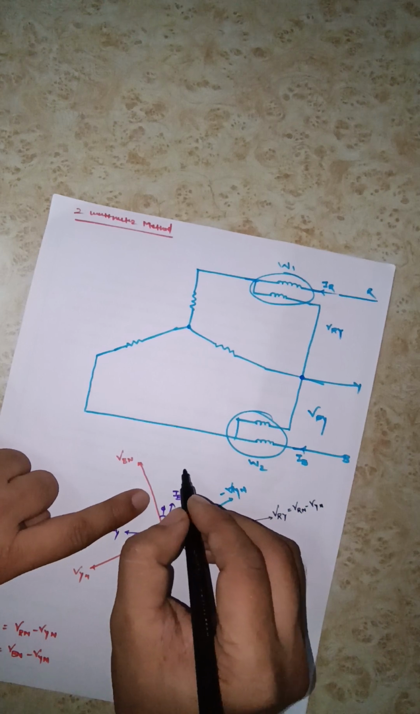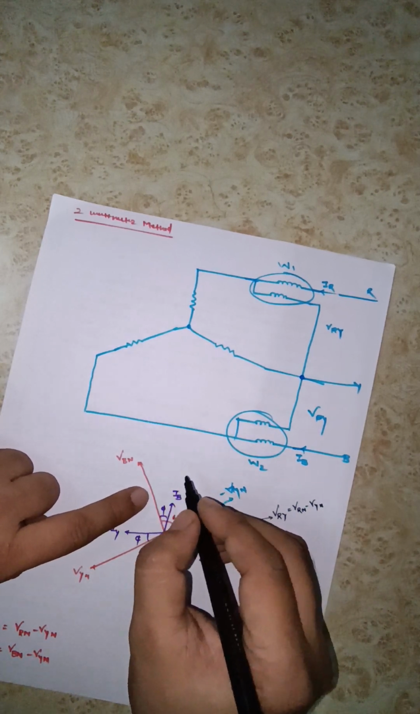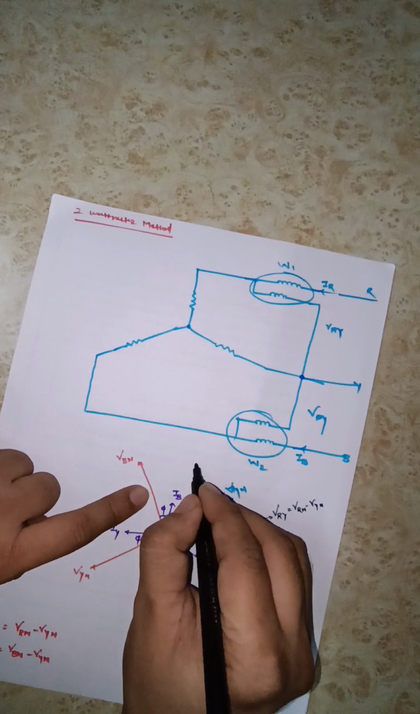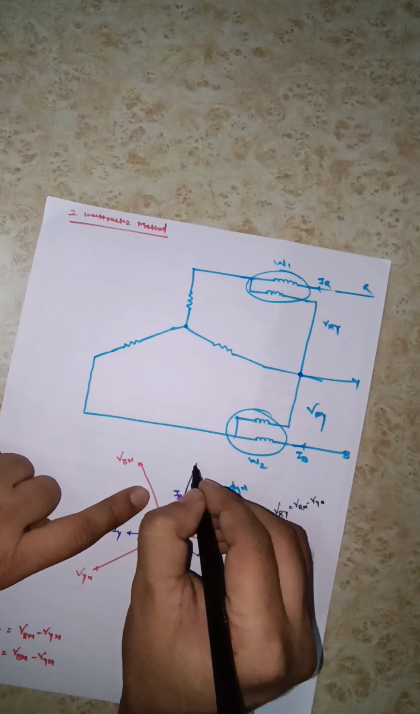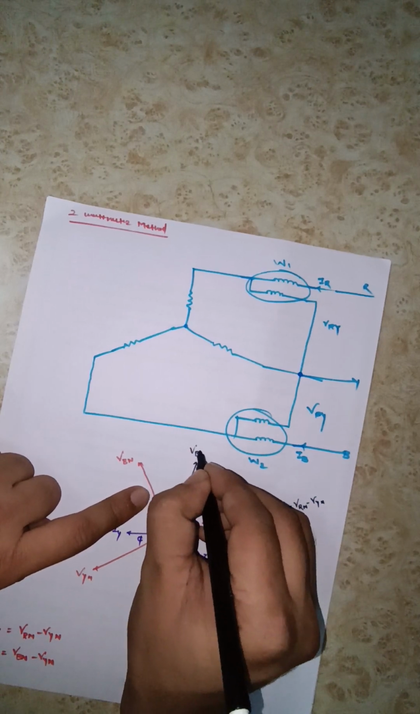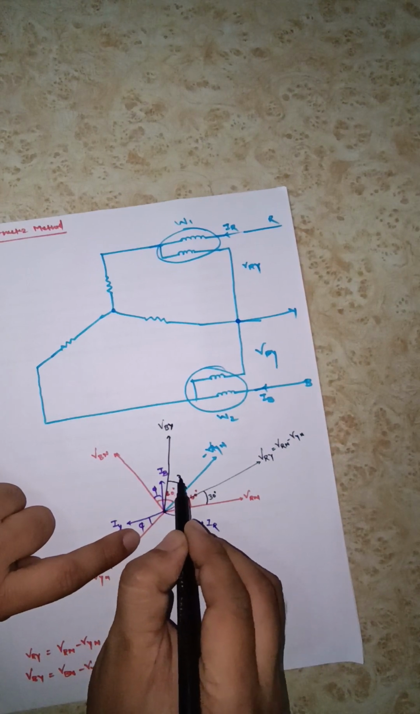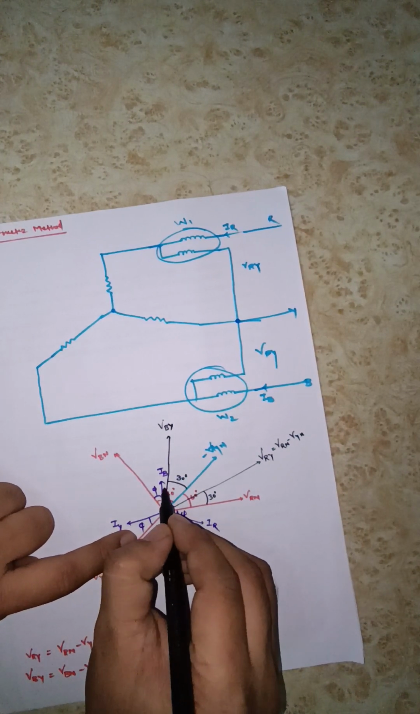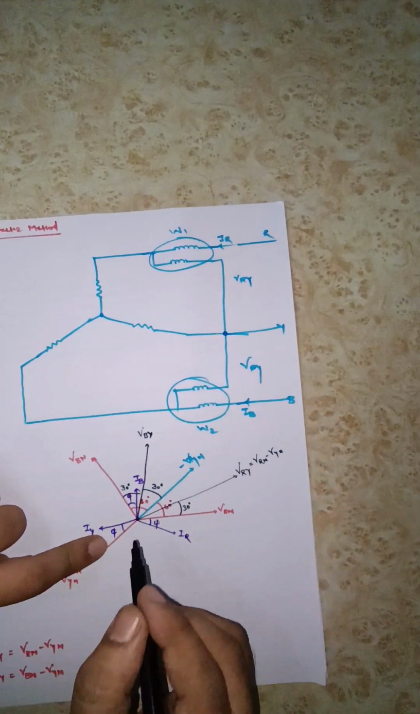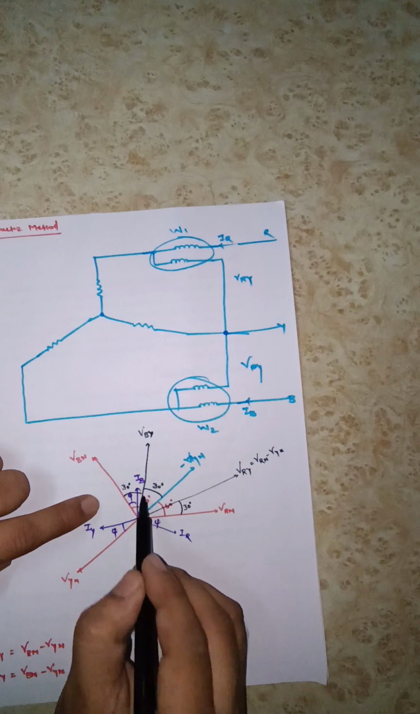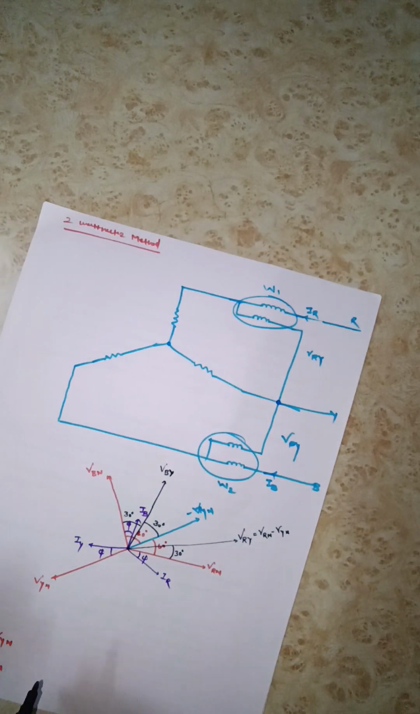Again, in this direction, VBN minus VYN, we have to find the resultant, which will be VBY. Again this angle will be 30 degrees and this angle will be 30 degrees. Now look here clearly at what we are doing.